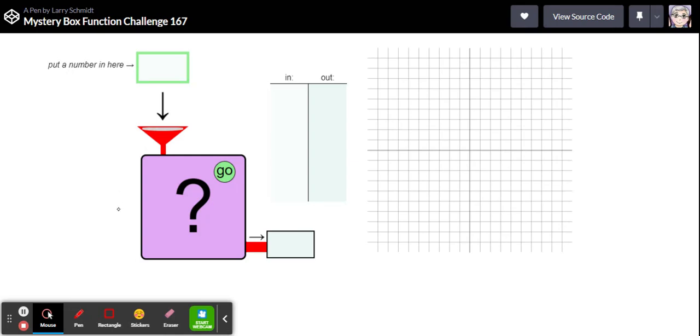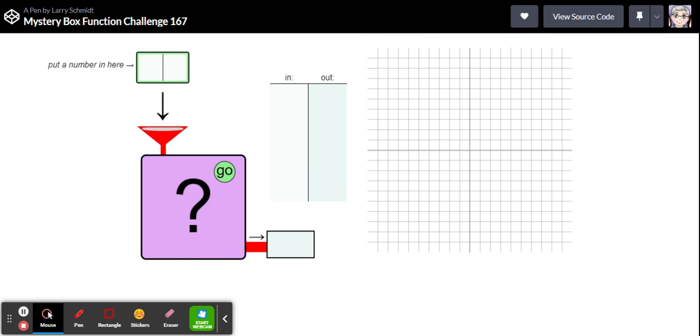Hello everybody and welcome to another mystery box function challenge. In the mystery box there is some math and your challenge is to figure out what that is. Use the link in the description to try this out, and when you think you've got an idea, come on back and see if we get the same thing.